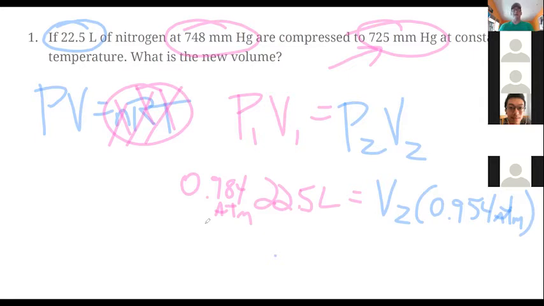Now, the dirty little secret here is that you didn't need to do that. We didn't actually need to divide. We didn't need to convert these things to atmospheres. Why? Because if you look at the units here, I've got atmosphere liters, and over here I've got atmosphere, and this is in liters. If I had just kept this in millimeters of mercury, 748, that would have been just fine.